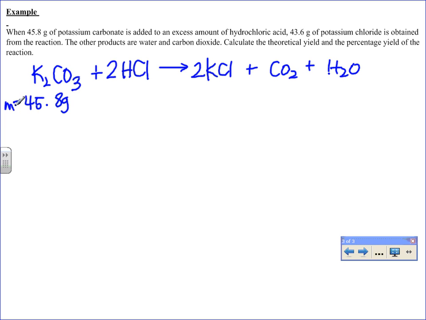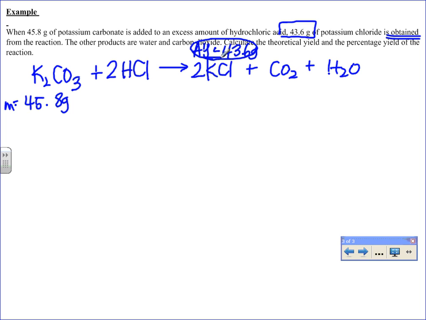And when we actually do the experiment, it tells us that 43.6 grams of potassium chloride is obtained from the reaction. Now the wording of these questions is a little bit tricky, so you need to do lots of practice so that you can identify what is the actual yield in these problems. Words like so many grams is obtained, or so many grams is collected. These are words that tell us that an experiment was done, and that was the actual yield of a particular product. So this is telling us that the actual yield of potassium chloride is 43.6 grams.